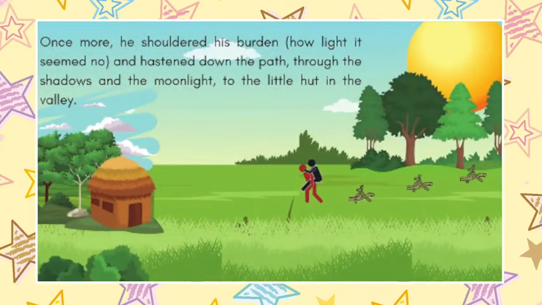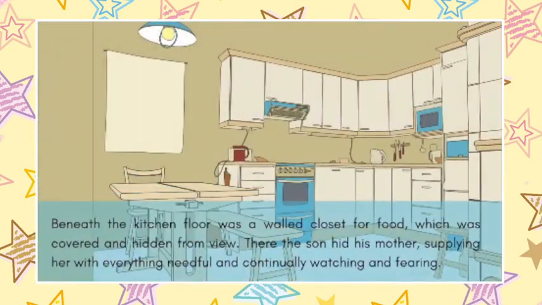Once more he shouldered his burden. How light it seemed now! He hastened down the path, through the shadows and the moonlight, to the little hut in the valley. Beneath the kitchen floor was a walled closet for food, which was covered and hidden from view. There the son hid his mother, supplying her with everything needful, and continually watching and fearing.